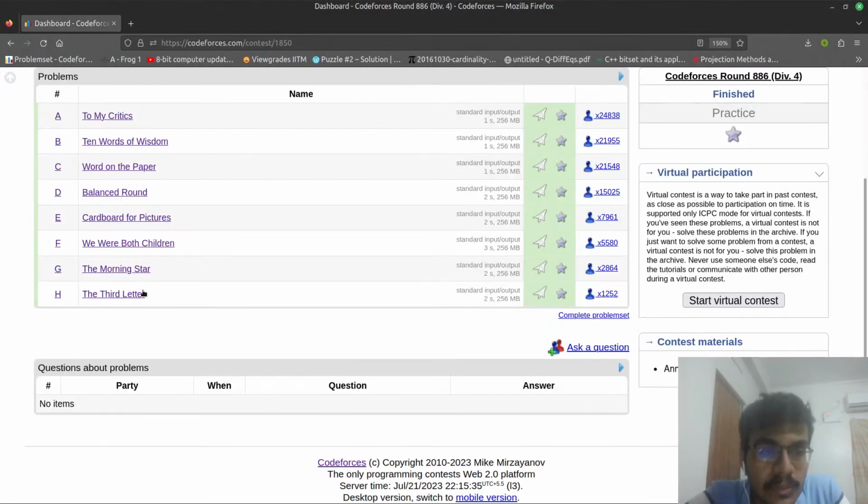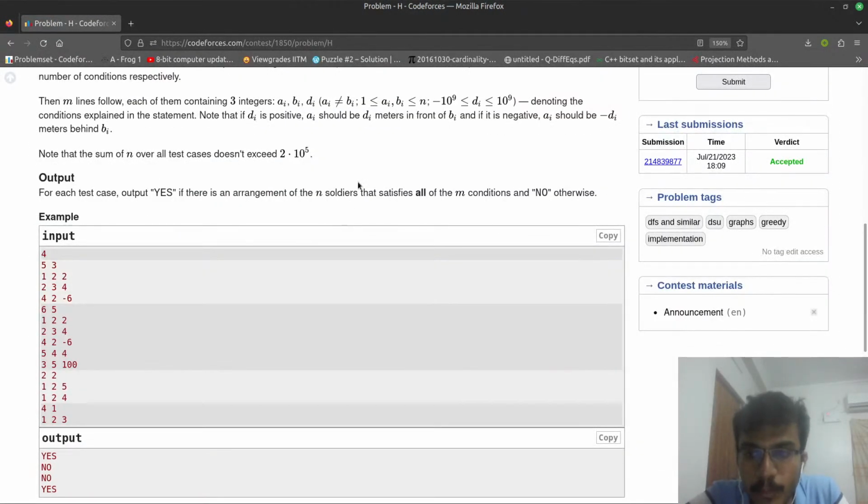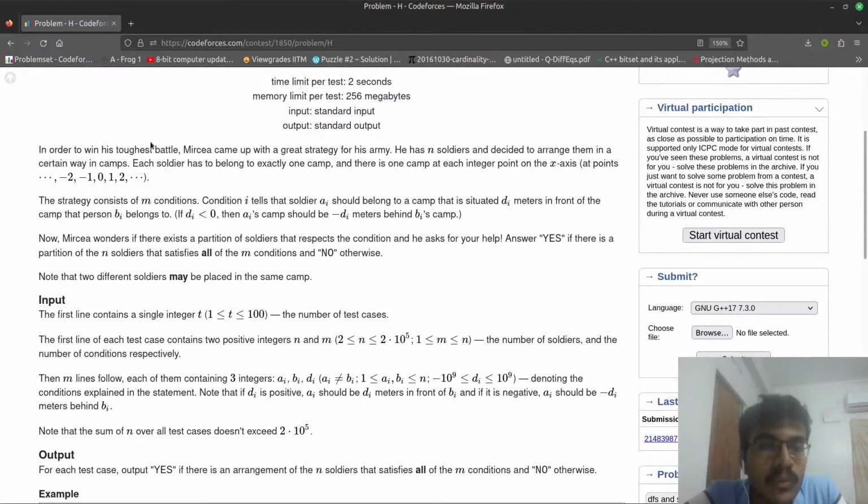Problem H was a graph problem. I'm not sure if there's an easier solution, but I did a graph problem at least. The question was this: Mircea has a bunch of soldiers arranged in different camps. There's only one soldier in each camp, and there is one camp at every integer point. There are some strategies: A_i should belong to a camp that is situated D_i meters in front of the camp that person B_i belongs to.